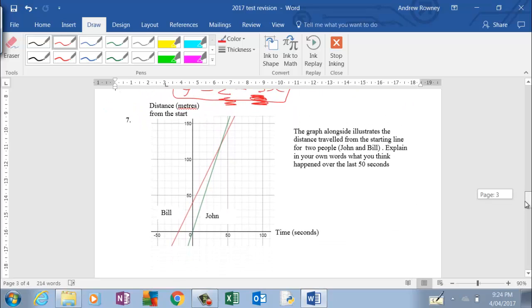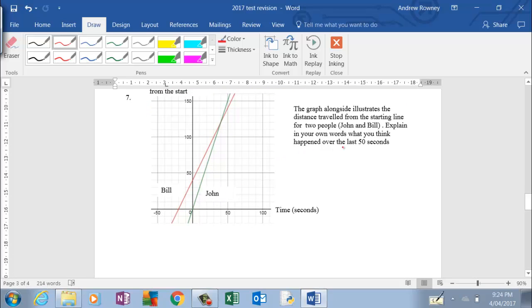Now an application question. We've got Bill and John, and you have to explain in your own words what you think is happening over the 50 seconds. This is 50 seconds here. So clearly you've got to say that John leaves at the starting line at time 0, and he heads off at a fast speed because he's steeper than Bill, the red line. So John's going faster than Bill, and John overtakes him at around about this point, and then John continues on and Bill keeps going along at his slow pace.